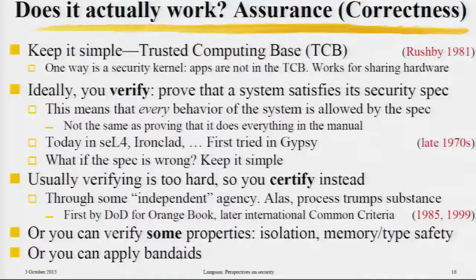So that was features. Now, what about the question of does it actually work? That's assurance. The basic strategy for assurance is to keep things simple, because if things are complicated, it's much less likely that you're going to be able to convince yourself that they work. Ideally, you get assurance by verifying, by proving that a system satisfies its spec. This was first tried in the Gypsy system by the folks in Texas with moderate success, but enormous labor. And today, we've come a long way in verification. You can actually do successful verification of systems of several tens of thousands of lines of code.